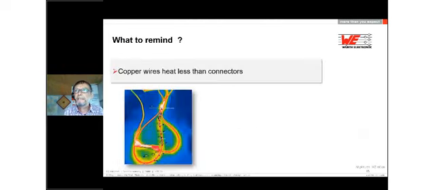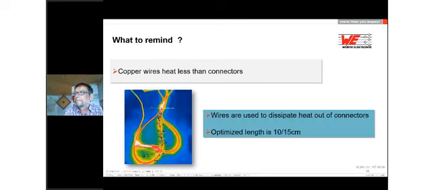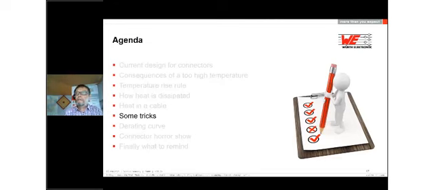So what do we have to remember? Copper wires heat less than the connectors themselves. Wires are used to dissipate heat out of the connector, and the optimized length is 10 to 15 centimeters. Let's have a look at some tricks.